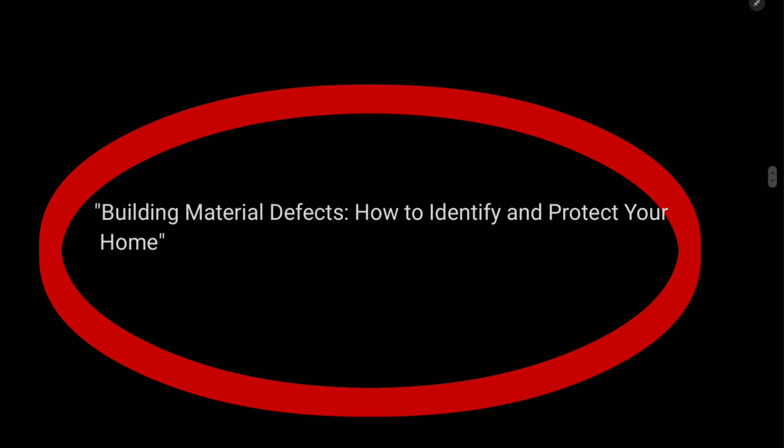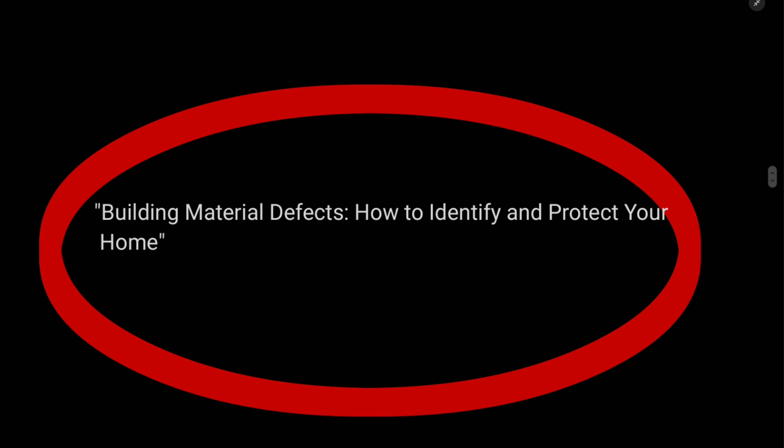Check for moisture and mold. Water damage is one of the leading causes of building material defects. Check for signs of moisture or mold growth around windows, doors and other areas where water might seep in. Third is structural integrity. For more significant defects, inspect the structural integrity of your building. If you notice uneven floors, walls that bow out or doors and windows that no longer close properly, these could be signs that the building materials are failing.